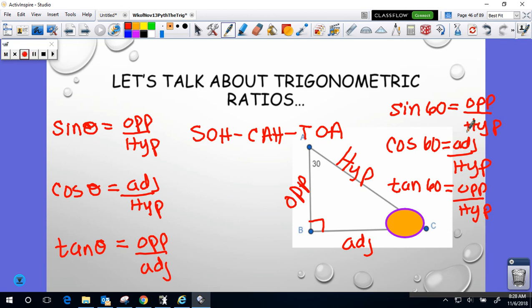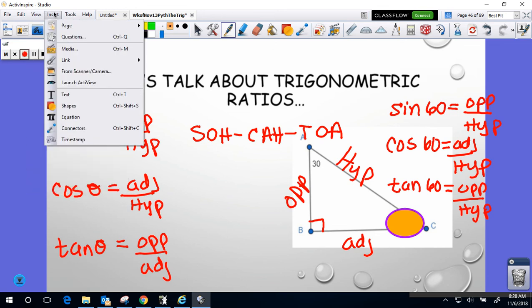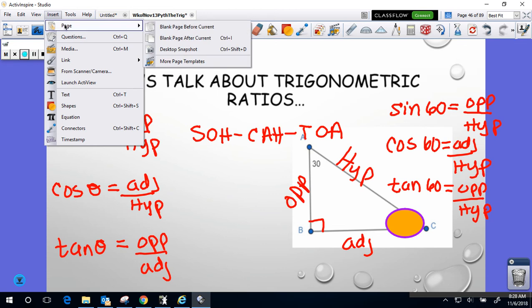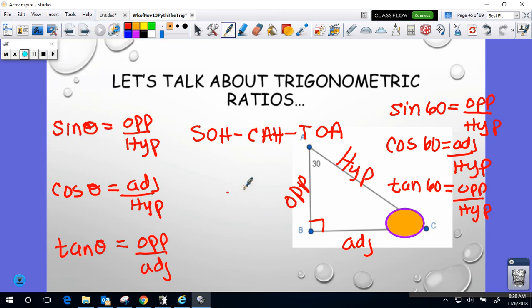Okay? So now, give me a second. Let me see if I can copy this page. All right. So now, if I wanted to do the other angle instead, I'm gonna clear the page. And you can always rewind if you need to see this again. So I'm gonna clear my page and do the other angle now.